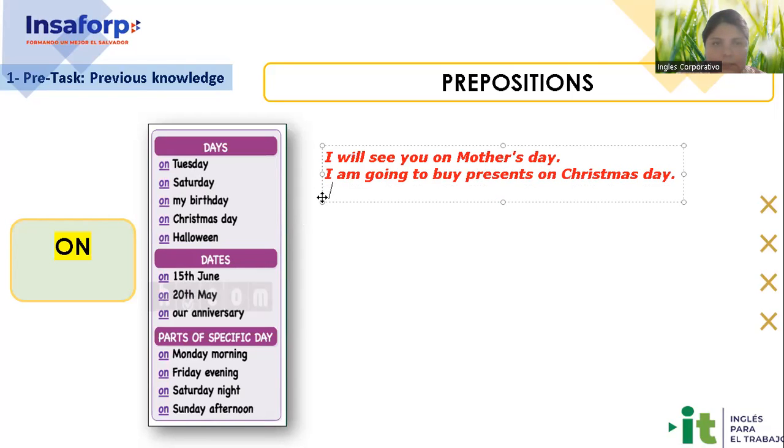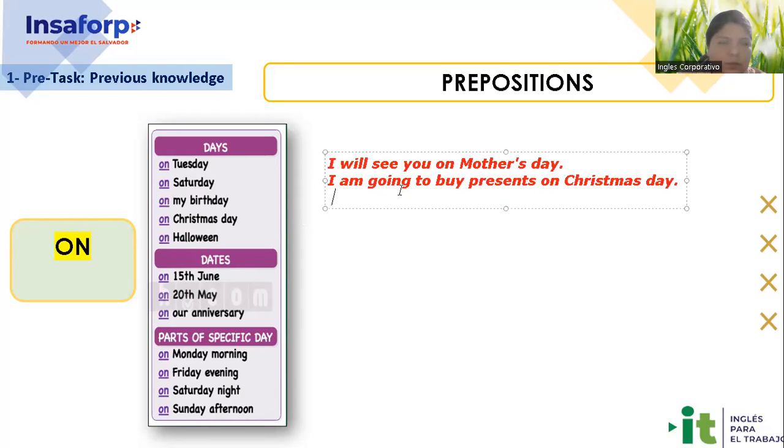So these are some examples of how you use on, right? With, let's say, a little difference, because you can also talk about holidays or special days. Entonces, quizá sumándole a lo que ya habíamos hablado, solamente sería agregar también fechas especiales o celebraciones, como el día de Navidad, on Halloween, on my birthday, son celebraciones. ¿Cuáles otras celebraciones tenemos aquí?